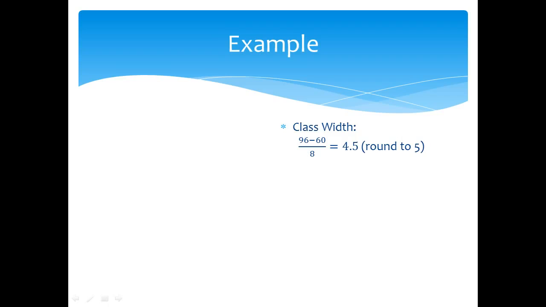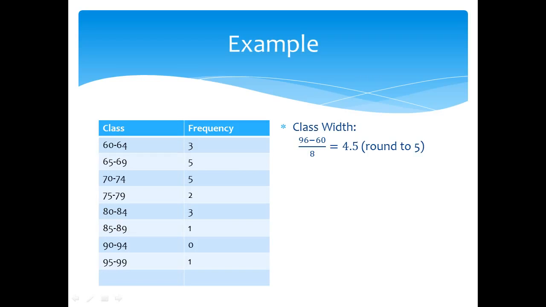I'm going to start at 60. And again, I'm going to create my classes by creating first all of my low class limits. That's 60, 65, 70, 75, 80, 85, 90, and 95. I then fill in my high class limits by going the unit before the next low class limit. So before 65 is 64, and so on and so forth all the way through. So in our example here, my low class limits are on the left, and my high class limits are on the right side of the class.